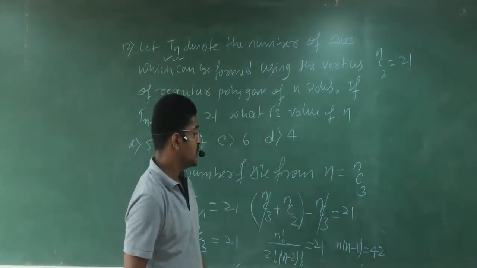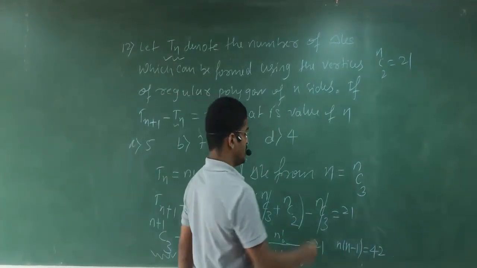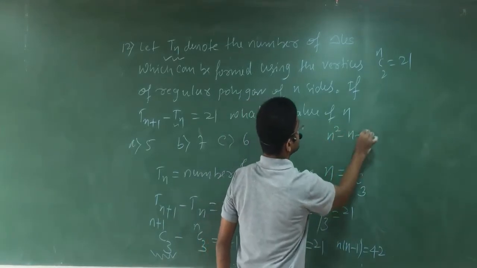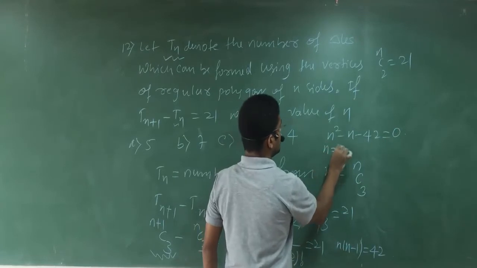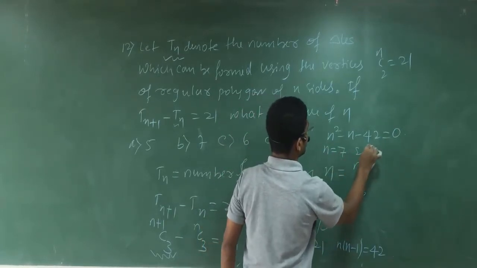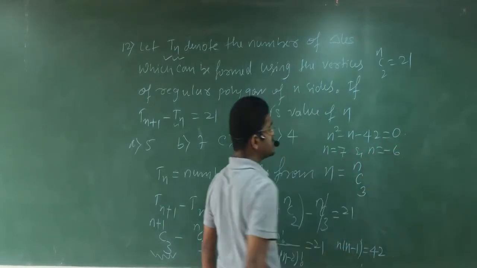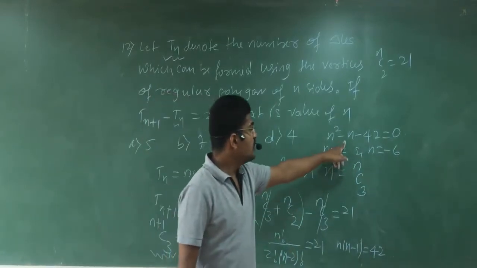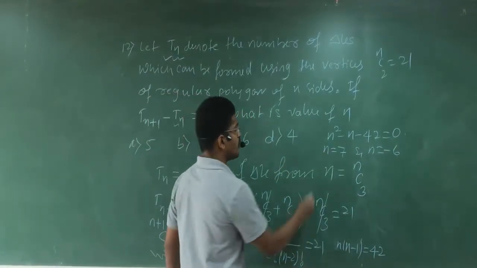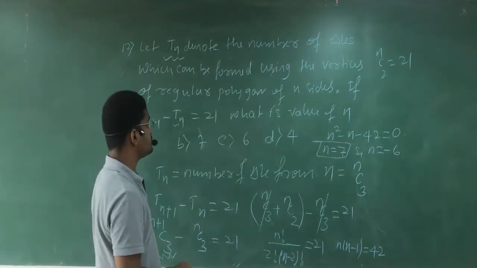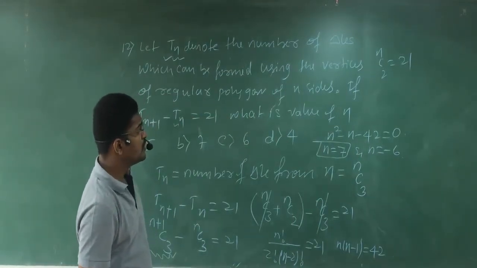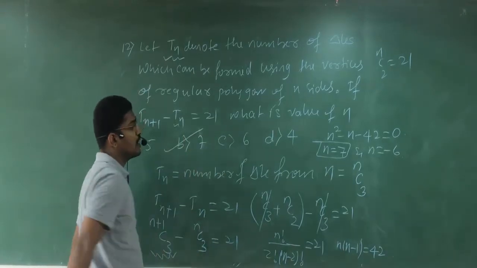Clear? So here you get an algebraic equation, that is n square minus n minus 42 equal to 0. Therefore, n equal to 7 and n equal to minus 6 you are going to have if you simplify this. So therefore, n equal to 7 will be your answer.